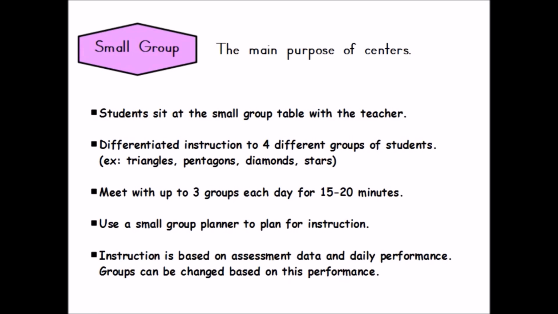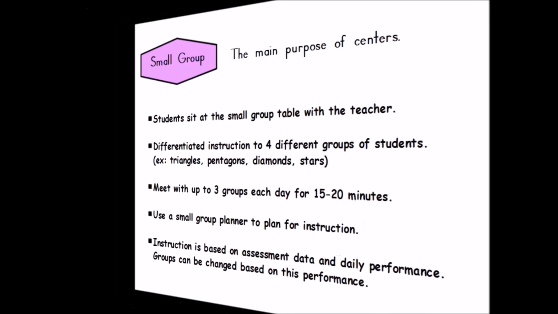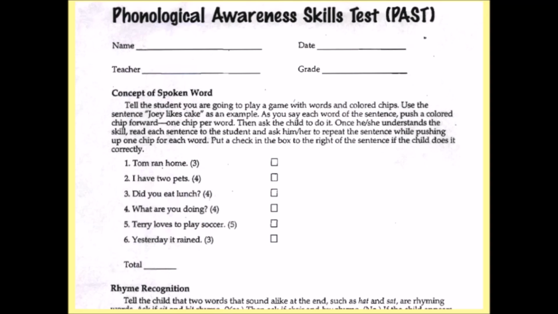Let's now discuss more about the small group table. This is the most important part of centers. Research shows that students perform better when they are able to receive small group instruction based on their particular needs. As we discussed earlier, students are placed into 4 groups based on their performance on assessments. Multiple assessments can be used to determine which group students should be placed in. In this classroom, a phonological awareness assessment is given to determine the groupings.